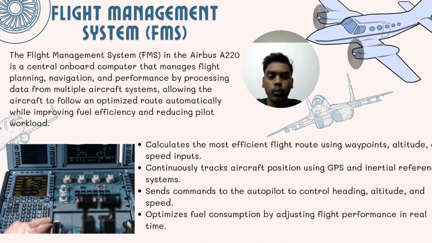Okay, so next I will explain the flight management system in the Airbus A220. Firstly, the FMS is like the brain of the aircraft. It is a central computer that manages flight planning, navigation, and performance. It also calculates the most efficient route using inputs like waypoints, speed, and altitude. At the same time, it continuously tracks the aircraft's position using GPS and other systems in the aircraft.